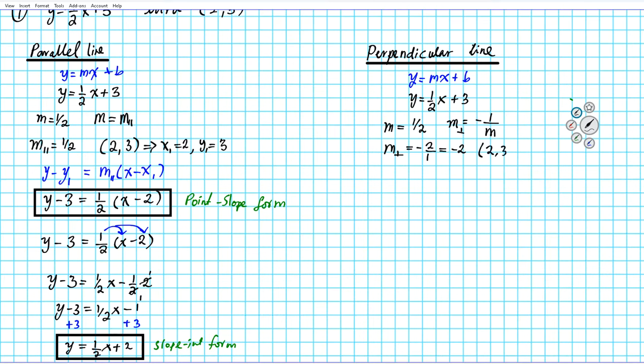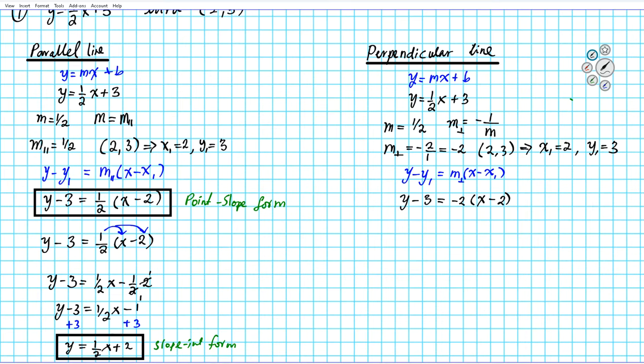Using the same point, 2, 3, which tells us that x1 is 2 and y1 is 3. Following the same procedure, we plug these ingredients into the point-slope form of the equation of a line: y minus y1 equals m times x minus x1. This time we use m perpendicular. Substituting, y minus 3 is equal to negative 2, the negative reciprocal of 1/2, times x minus 2. This is the equation of a line perpendicular to the original line and going through the point 2, 3.